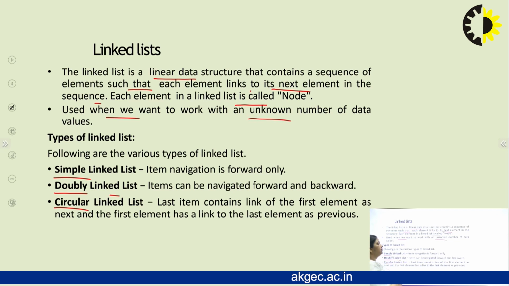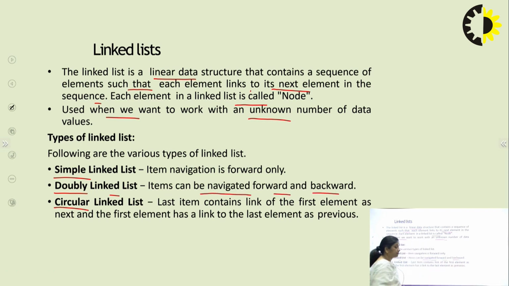In doubly linked list, we take two pointers, one in the forward direction like the singly linked list, and one in the backward direction. So we are able to navigate forward as well as backward. It means from first node to last, as well as from last node to first node. Both direction traversal is possible in doubly linked list.